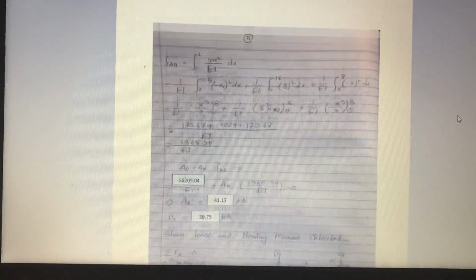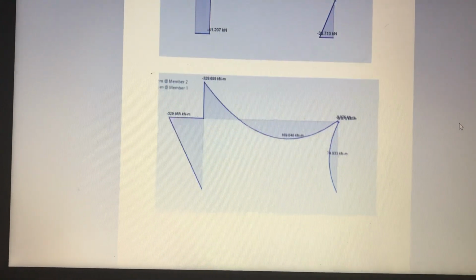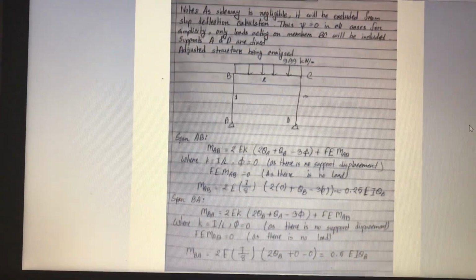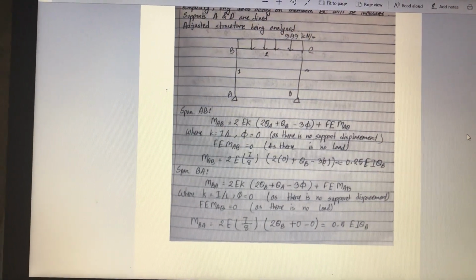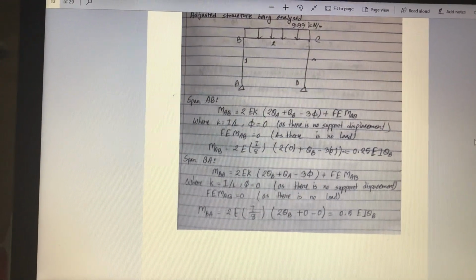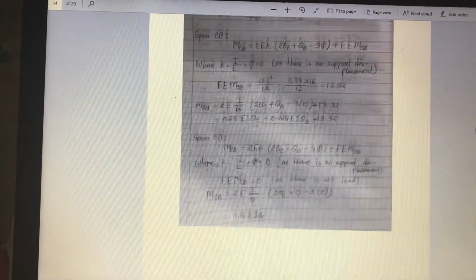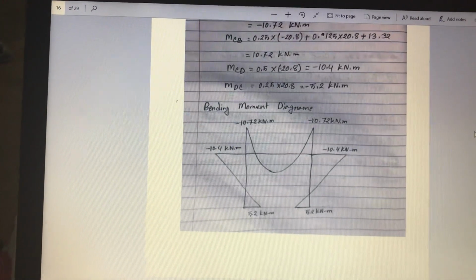After I get all the values, I plot them and got the shear force diagram and bending moment diagram. In the slope deflection method, I assume that phi equals 0 because there is no support displacement. After that, I applied equation for each span to get the moment, and after I get all the values, I plot them and get the bending moment diagram.